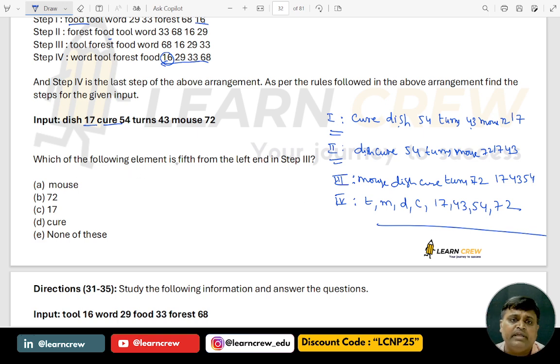Now which of the following elements is fifth from the left end of step 3? So first, second, third, fourth, fifth. So what is the answer here? Which is from the left hand? Left hand would be 1, 2, 3, 4, 5. So the answer is 72.